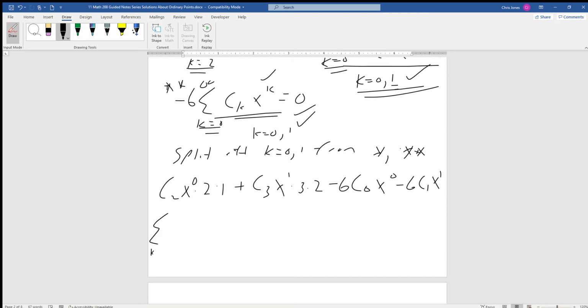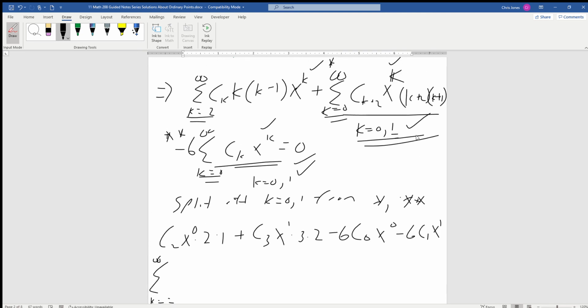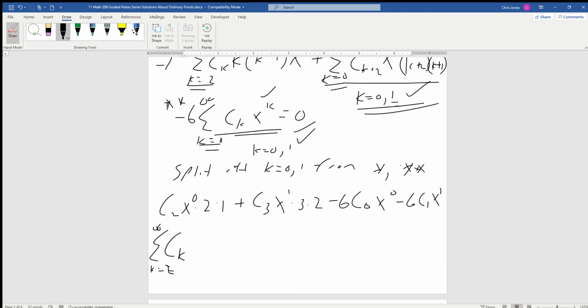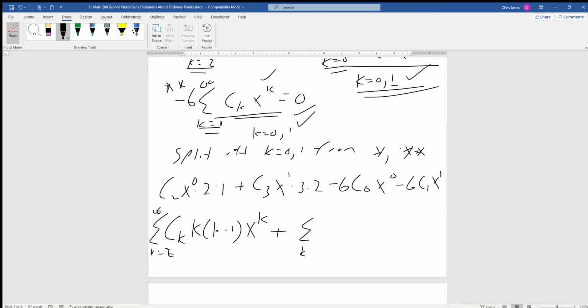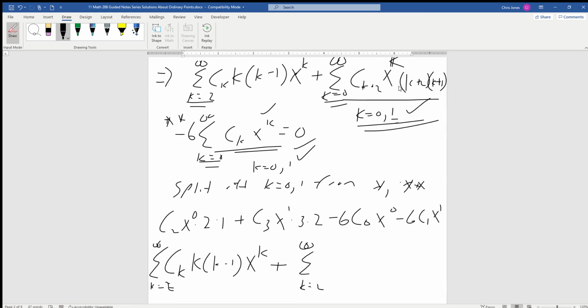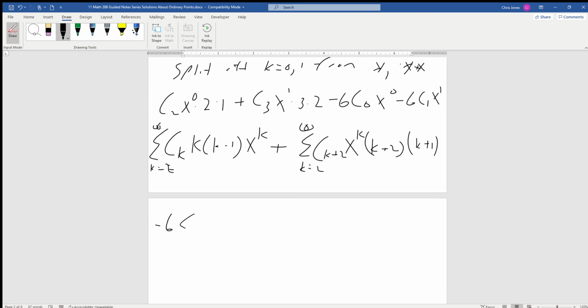So we're going to have the series k equals 2 to infinity, c sub k, k minus 1, x to the k, plus the series k equals 2 now, to infinity, c sub k plus 2, x to the k plus 2, k plus 1, and then finally minus 6 series, k equals 2 now, not 0, c sub k, x to the k, and that equals 0.